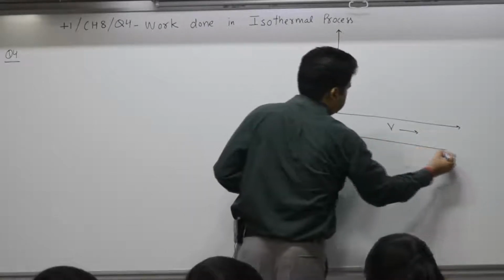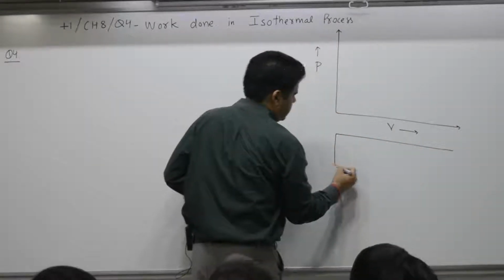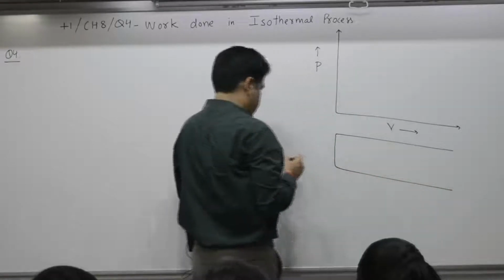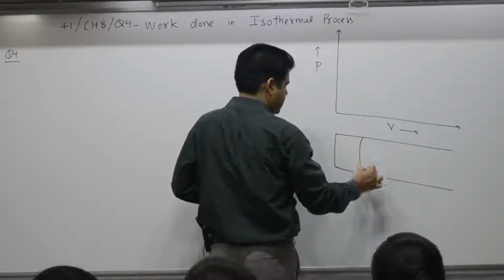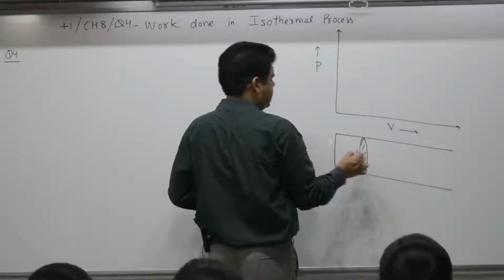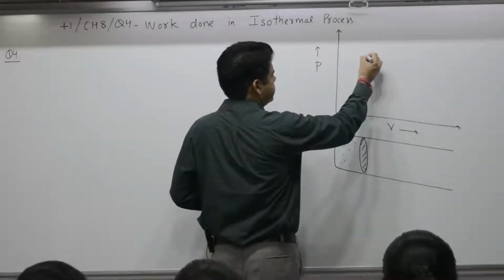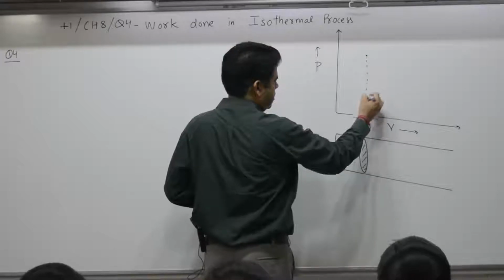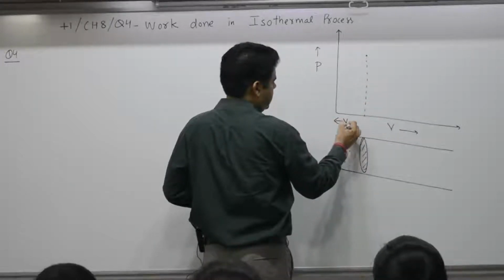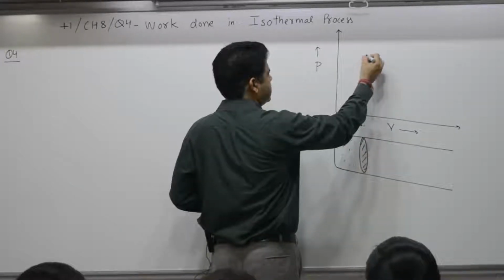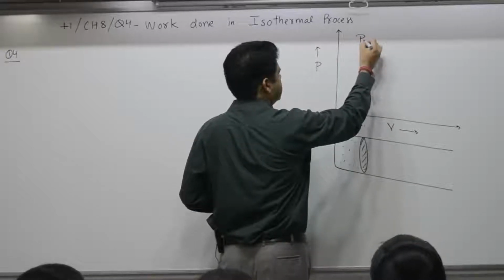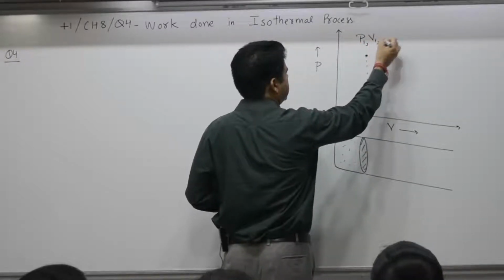here you have a piston. Initial status of the piston, gas is having some pressure P1, some volume V1. So this is point number 1. Pressure is P1, volume is V1 and temperature is T.